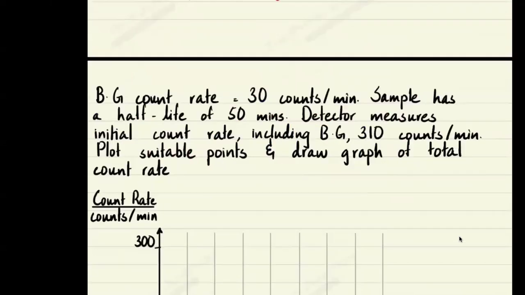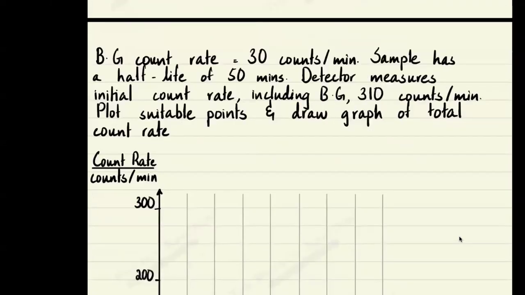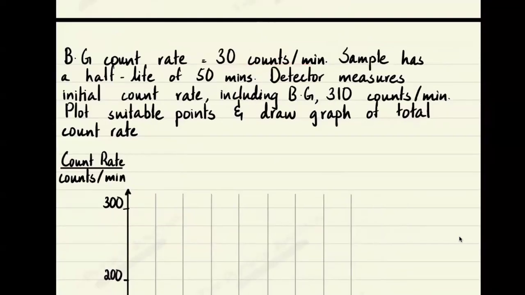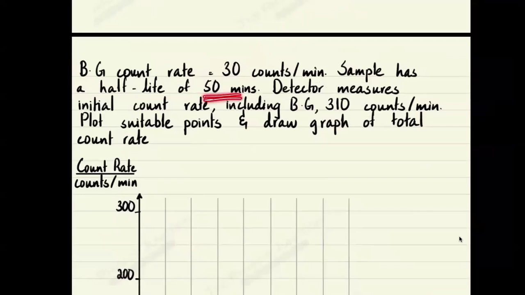Another question on graphing. This is also something which absolutely terrifies students. So background count rate is given as 30 counts per minute, and the sample has a half-life of 50 minutes. So after every 50 minutes, the half-life, the number of atoms, the number of nuclei halves. And by that same token, the number of counts would also halve, because this is what's given here. So the detector measures an initial count rate, including background, of 310 counts per minute. Plot suitable points and draw a graph of total count rate.